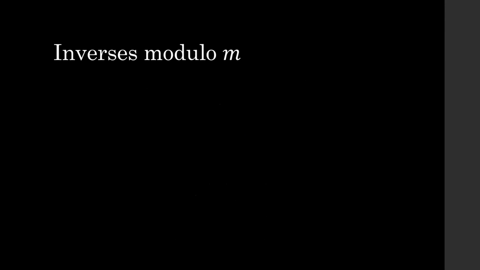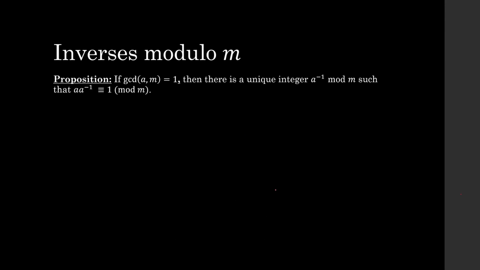Alright, moving on. So, inverses modulo M. Proposition: if the greatest common divisor of A and M is 1, so if they're coprime, then there is a unique integer A to the minus 1 mod M, such that A times A to the minus 1 is congruent to 1 mod M. Now A to the minus 1 is not necessarily the same as 1 over A, because technically these are the integers mod M, and division isn't defined on the integers mod M.